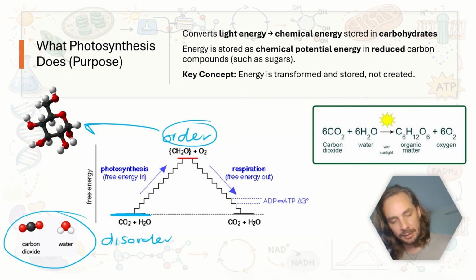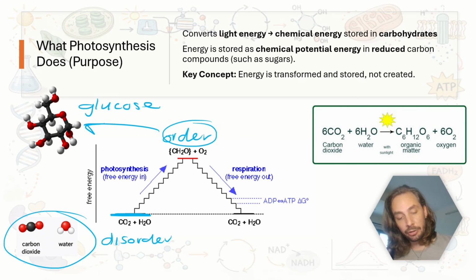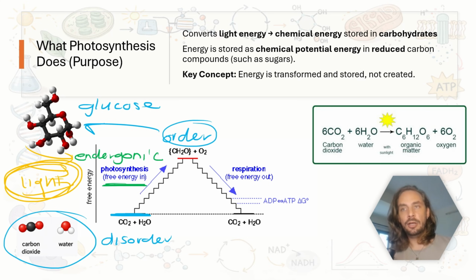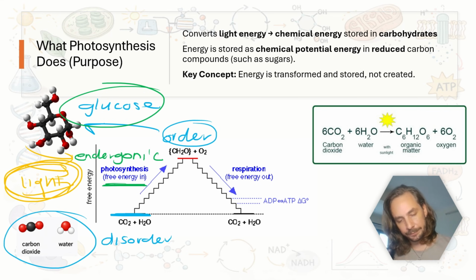So here I can see this is a glucose molecule, okay? Now, in order to do that, it's an endergonic process. Photosynthesis is endergonic, okay? So I need free energy to go in. And we get that energy from light. Okay, we get that energy from light to kind of build these complex structures like glucose.